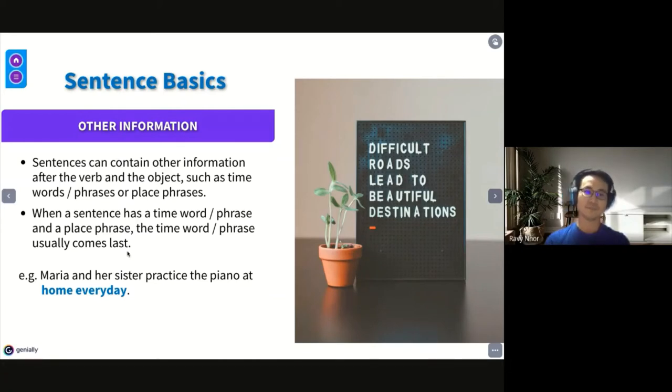Okay. Maria and her sister practice the piano at home every day. So in this sentence, it has all elements of a sentence. We have subjects, we have verb, we have objects, and we have other information together. And here we stress on the other information, which is the place phrase at home and the time words every day.